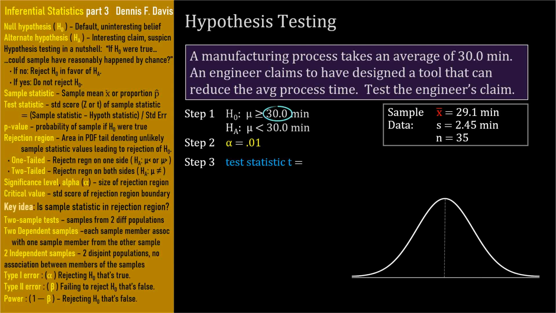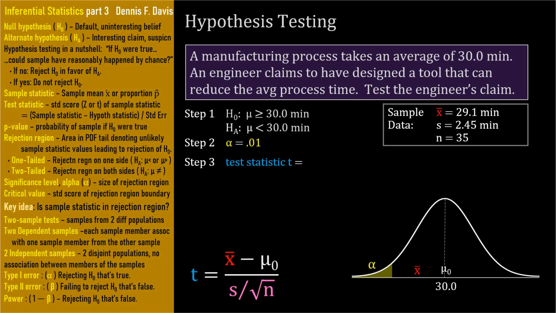The mean of the PDF will be the hypothesized mean of the population, 30.0 minutes. The alternate hypothesis has less than, so it's a left-tailed test with the rejection region here, whose probability is alpha. The sample statistic x bar is 29.1 minutes. We're not sure yet where this is in relation to the rejection region, but it's less than 30, so we'll put it here.